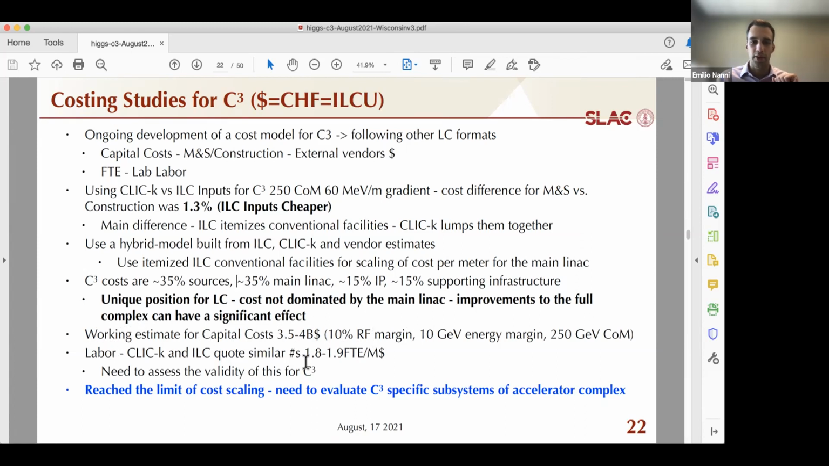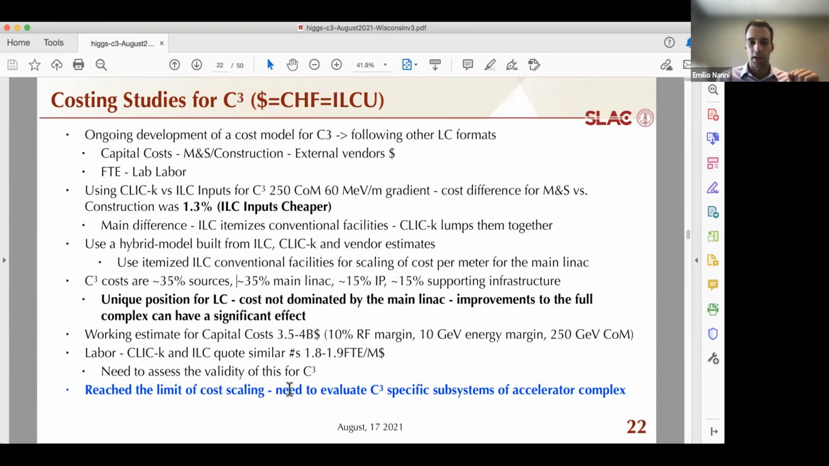Just one comment about labor. Both CLIC and ILC quote a similar cost for labor in terms of FTEs, so roughly between 1.8 and 1.9 FTEs per $1 million of capital cost. But we really need to assess how valid that is for C-cubed. It could be different. We would hope that our system is a little bit more industrialized, and for example, it'd be easier for a commercial partner to fully integrate the cryomodule and possibly even install it.